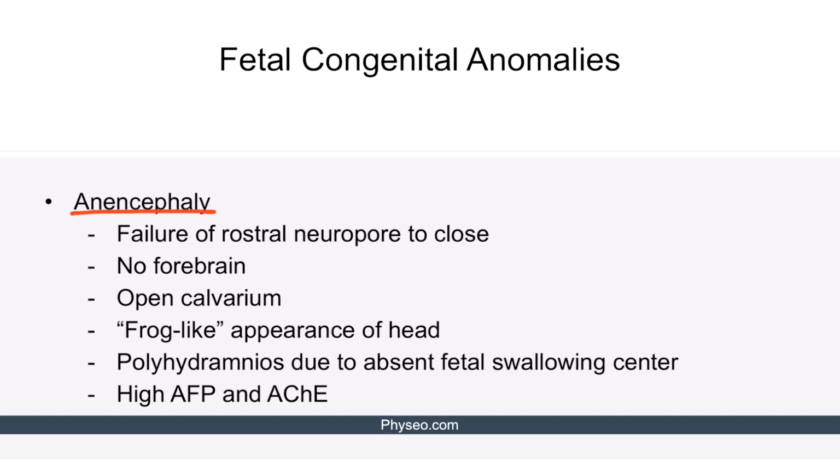And just like myeloschisis, anencephaly has high AFP and acetylcholinesterase. So here's an image of a patient with anencephaly. And you can see the open calvarium, so that rostral portion of the neuropore just failed to close, and those fetal eyes look relatively large, which is why some people say that the fetus with anencephaly often has this frog-like appearance.